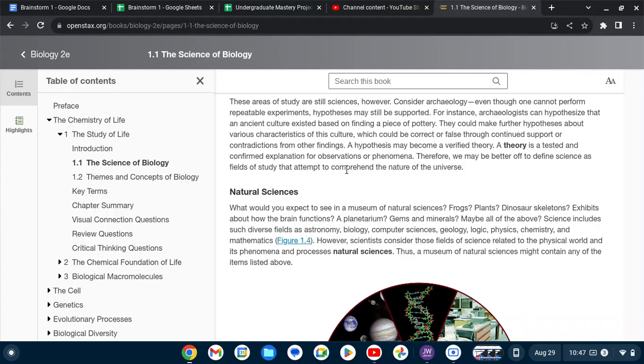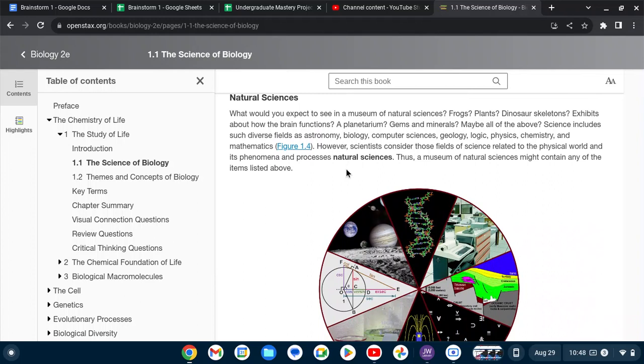A hypothesis may become a verified theory. A theory is a tested and confirmed explanation for observations or phenomena. Therefore, we may be better off to define science as fields of study that attempt to comprehend the nature of the universe.